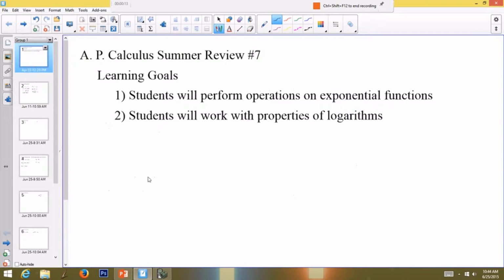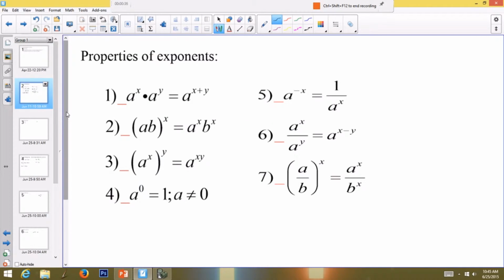Today we're going to be talking about performing operations on exponential functions, and we're going to work with properties of logarithms. These things are fairly easy, and we're going to get through them fairly quickly, but they are certainly properties that we're going to use over and over again in AP Calculus and things that you need to know cold pretty much going in. So just a quick review here, properties of exponents.